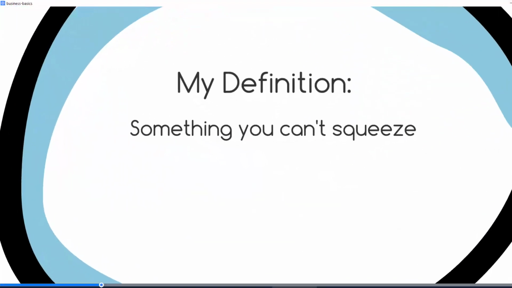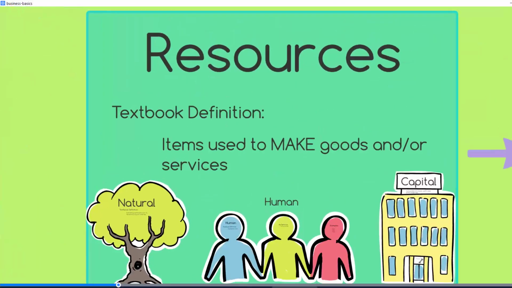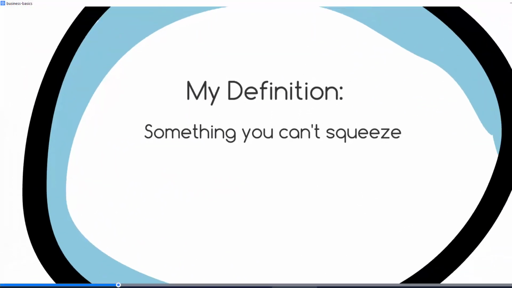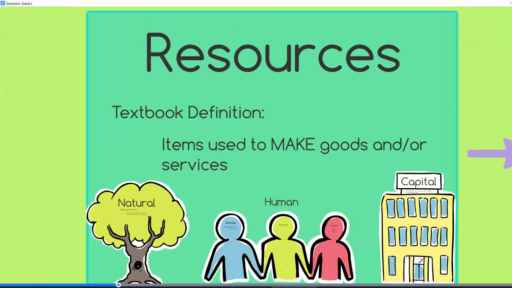Okay, so something you can't squeeze. And so that's going to be our definition of services. Okay. So now we're moving on to human resources. There are three kinds of human resources. The definition of resources is items used to make goods and or services, okay?